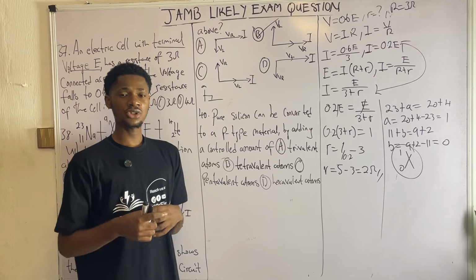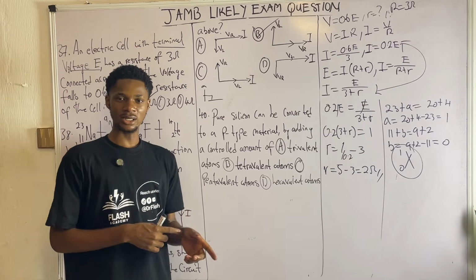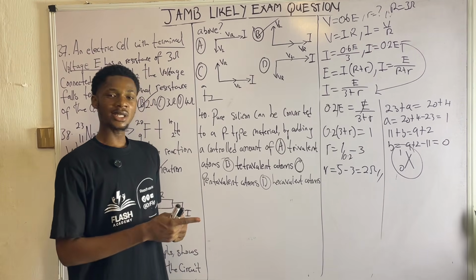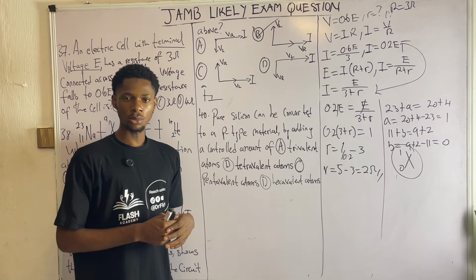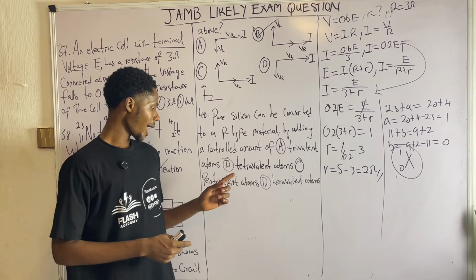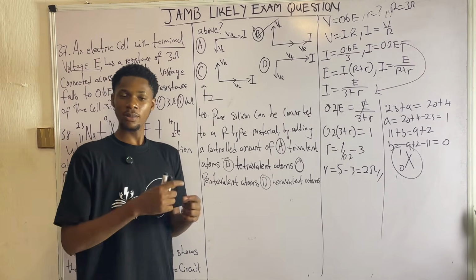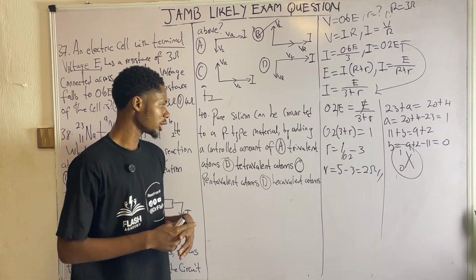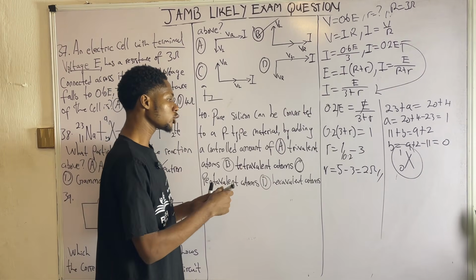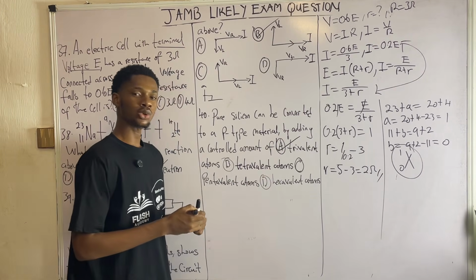Now, under extrinsic semiconductors, we have the p-type and the n-type. To form the p-type, we add what now? A trivalent atom. And to form the n-type, we add the what now? A pentavalent atom. In my video on semiconductors, I've explained this. You can also watch that after this one. Now, for a p-type, take note, we always add what now? A trivalent what now? Atom.